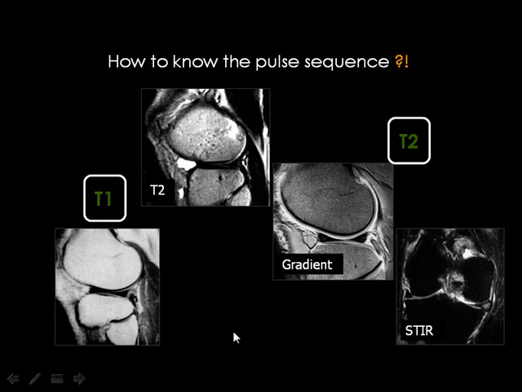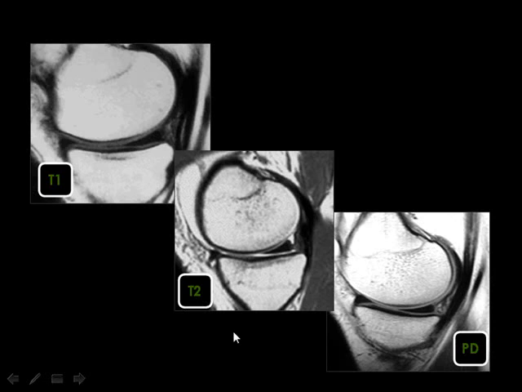Then, if you look here, you can see that the fat is bright. This can happen in machines with high power. You know that the power of the MRI is measured by Tesla. The low power machines are 0.2, 0.3, 0.5, 0.7 Tesla, and the high power machines are 1, 1.5, 2, 3 Tesla. And you have 3 Tesla machines here in Egypt.